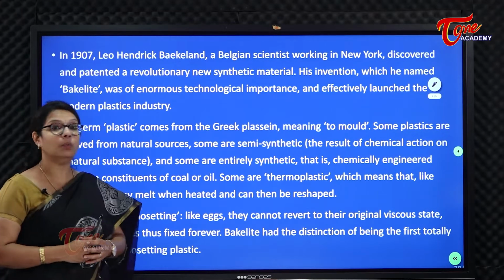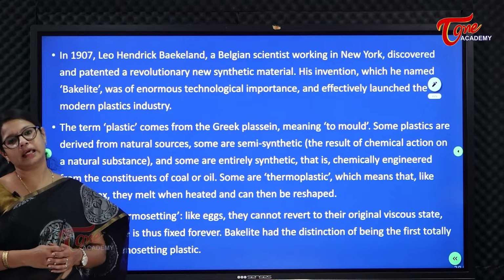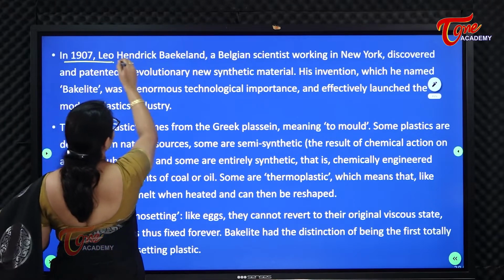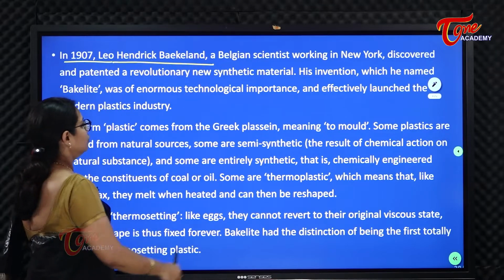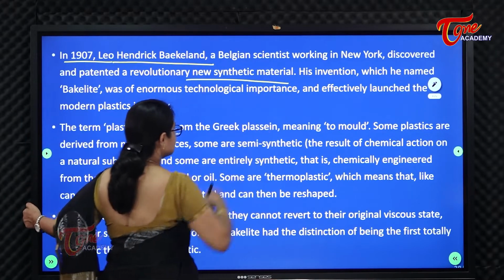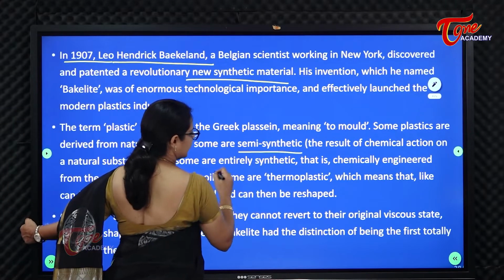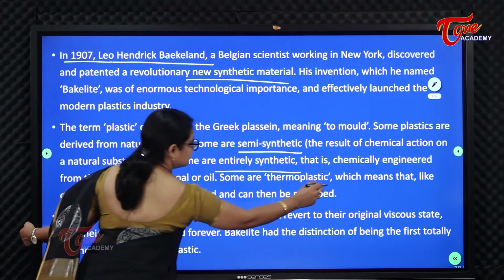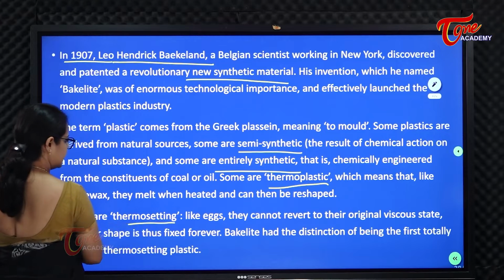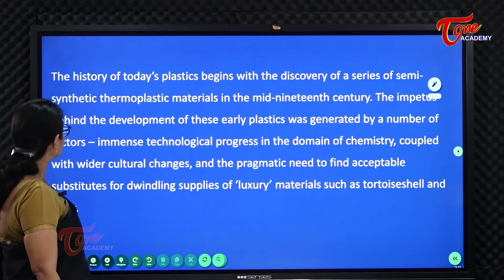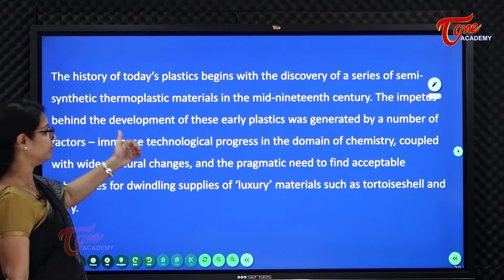Here we are going to deal with the process of making Bakelite. So as you see, you got to underline 1907, you got to underline the name, you got to underline the new synthetic material that we're talking about, you have to underline semi-synthetic, entirely synthetic, thermoplastic, and there's thermosetting as well. All of these you've got to underline. Now moving on to the next, I hope you've taken a snapshot of the earlier one.